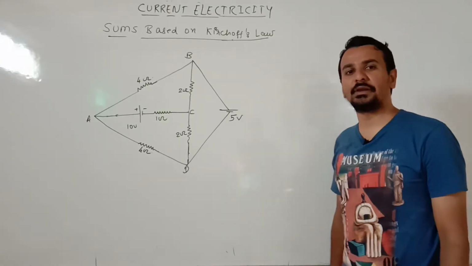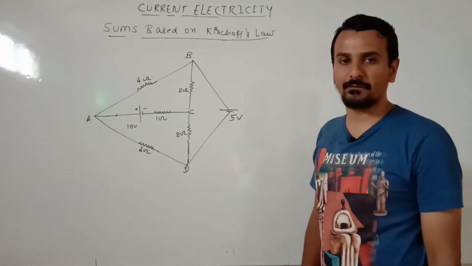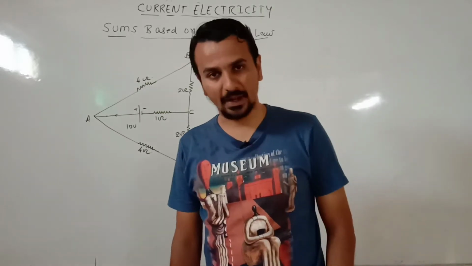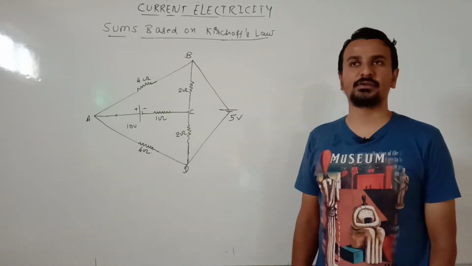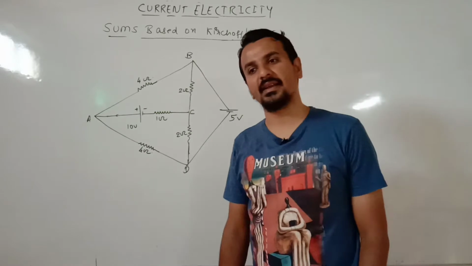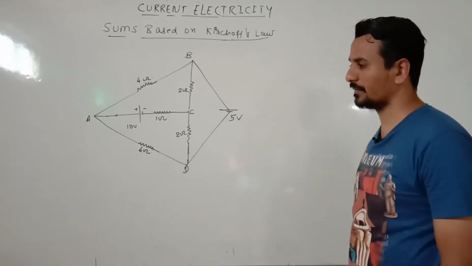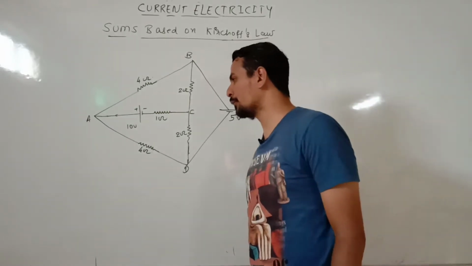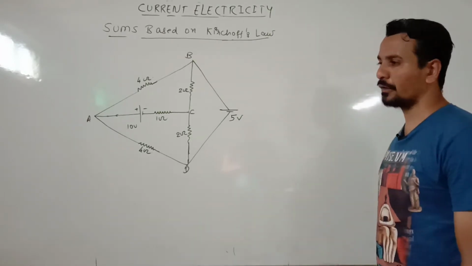So in the previous video we had discussed Kirchhoff current law and Kirchhoff voltage law. KVL is based on conservation of energy and KCL is based on conservation of charge, right? So now let us solve a few examples based on Kirchhoff's laws.